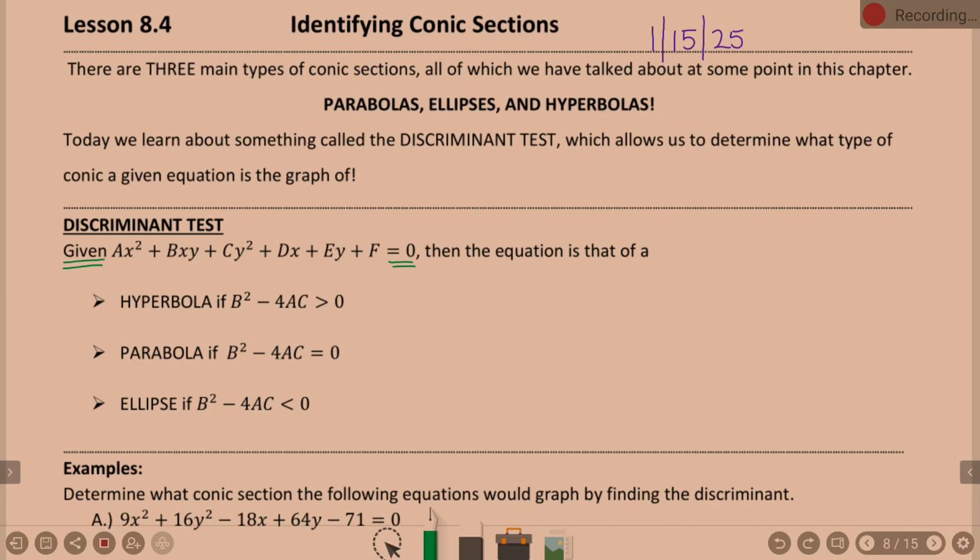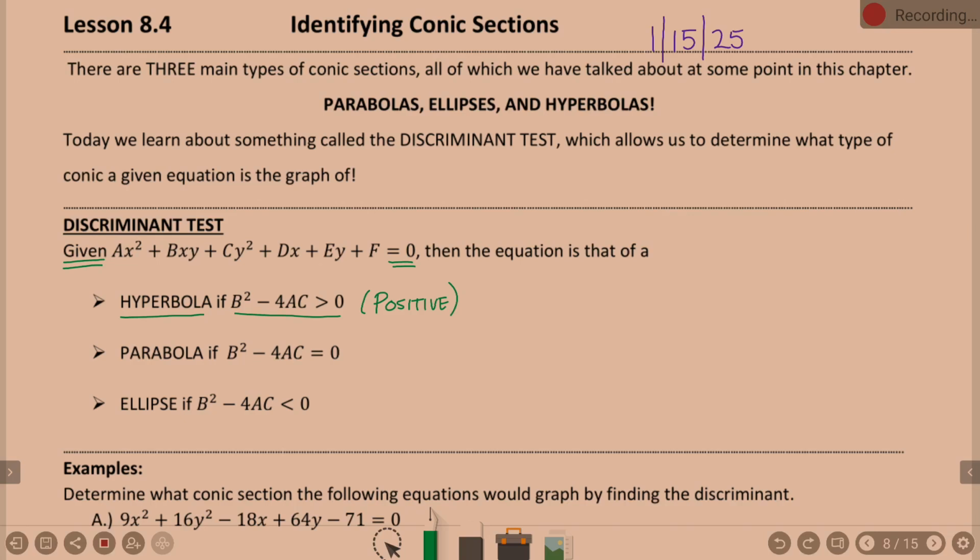Given that equation equals 0, then if the discriminant, and I don't know if you guys remember the discriminant, b squared minus 4ac, it's the piece under the square root of the quadratic formula. If b squared minus 4ac comes out to be greater than 0, what do I mean by greater than 0? I mean positive. So if my discriminant works out to be positive, then it is a hyperbola.